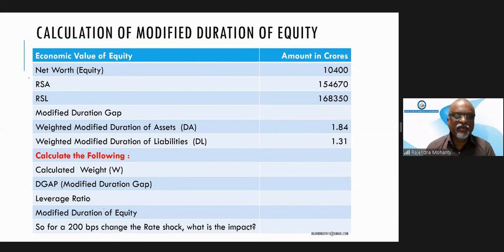And the last formula is modified duration of equity multiplied by the rate change. 12.48. 12.48 is the change which might happen. So if the change of BPS is increased, then 12.48 or 12.49 is increased. If there is a decrease, it is a decrease. So what is increasing, decreasing? Your economic equity value is increasing or decreasing. Okay.